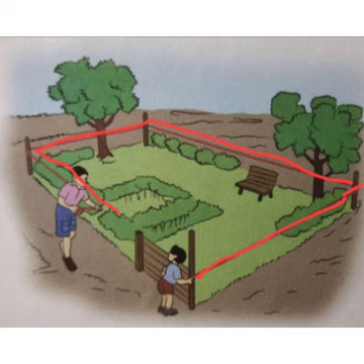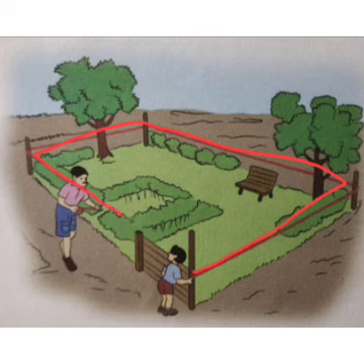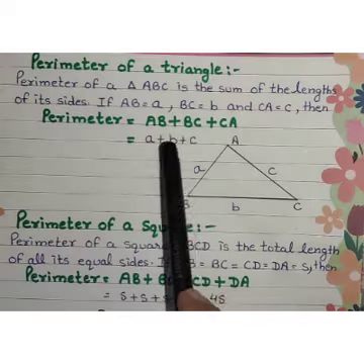and reaches the initial point. That means he has made a complete round of the garden and the length of measuring tape is equal to the distance covered in one full round. This length of tape is equal to the perimeter of garden. Thus, we can say that perimeter of a closed figure is the total length of the boundary.